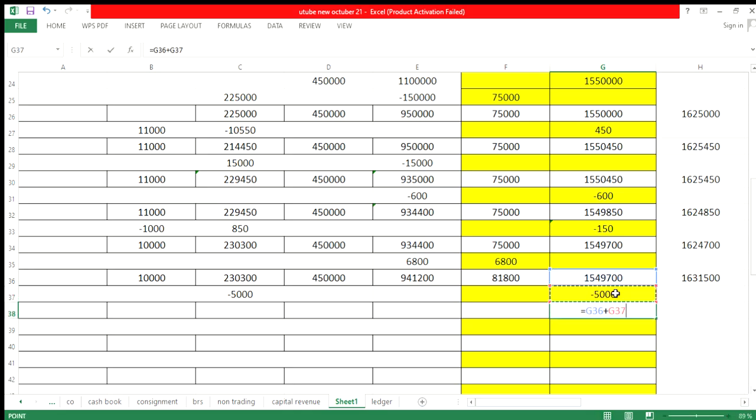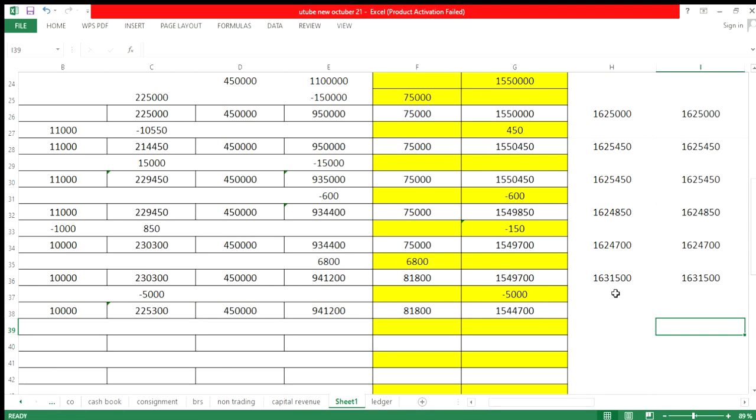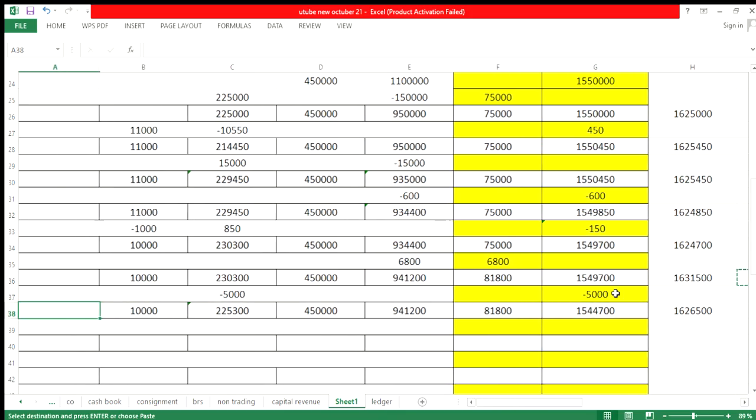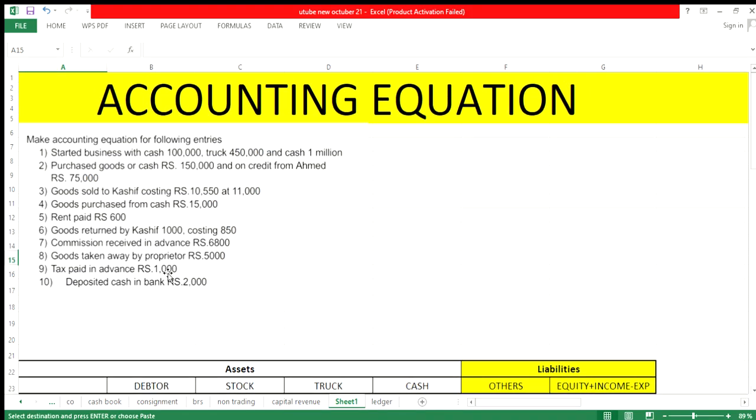Now after completion we are getting total. So guys, totals are completed, and for our satisfaction we are taking total of both sides, 1626500. All right, so in this way 8 entries are completed.